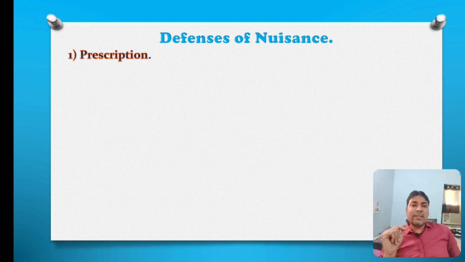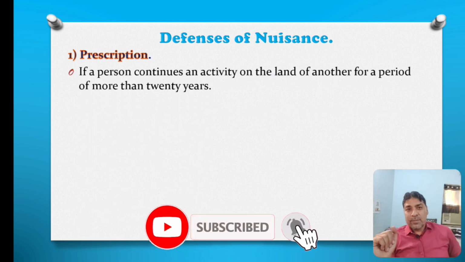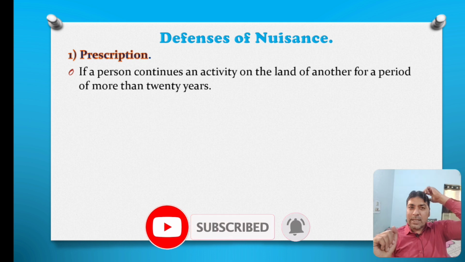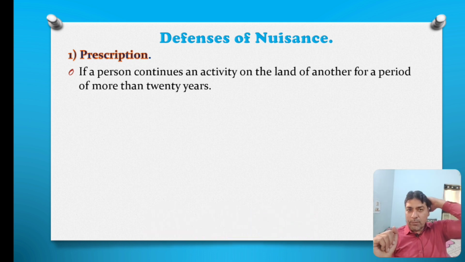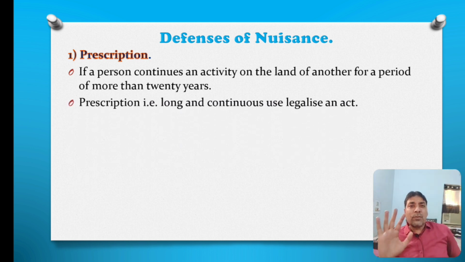So the first defense available for the tort of nuisance is the defense of prescription. If a person continues an activity on the land of another for a period of more than 20 years, if the person is creating a nuisance, if the person is performing his activity for more than 20 years without any kind of interruption, then after the lapse of 20 years the person will get a right to continue that activity.